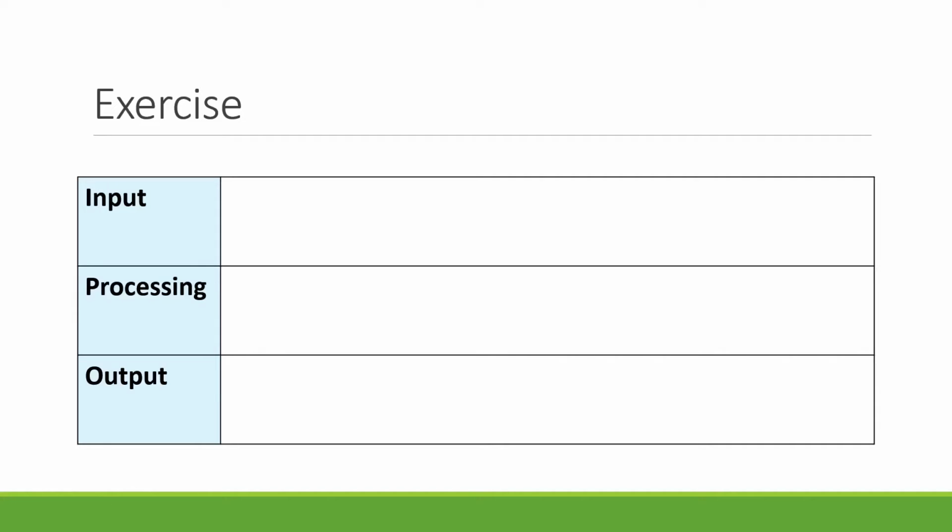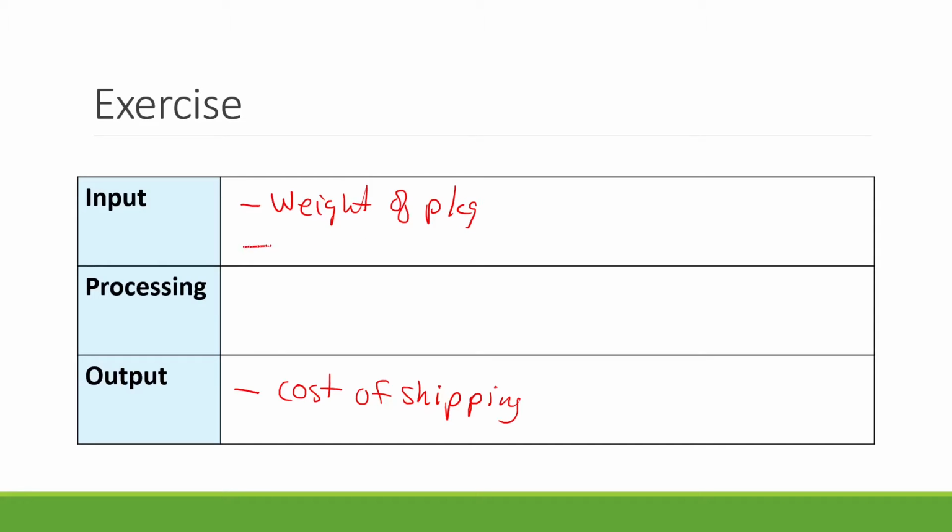So hopefully you had a chance to try this exercise. Let's do the IPO chart. As usual, we start with our output. Pretty much the only output to this program is the total cost of shipping the package. So total cost of shipping. What do we need from the user in order to determine the total cost of shipping? First, we need to know the weight of the package. And we also need to know, is it local or not local? So we're going to have to ask them those two things.